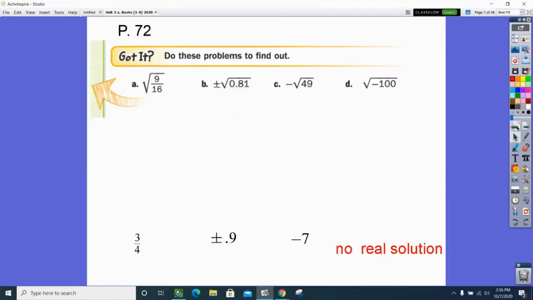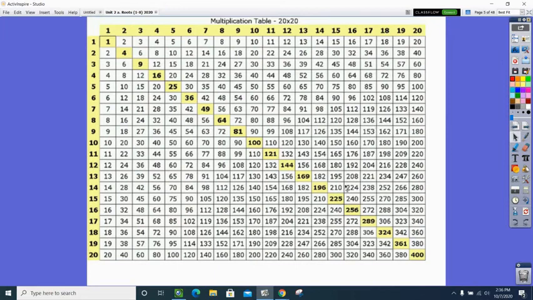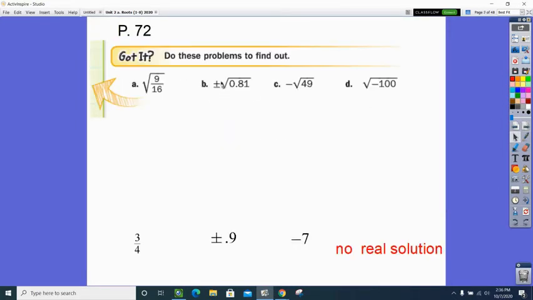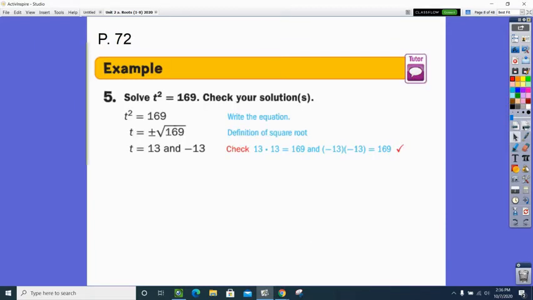So we would come back to our perfect square trail. We'd find 169. We'd come up, and it's 13. Now this question, because it's not able to tell you whether it wants the negative or the positive, you would give both solutions as part of your answer.